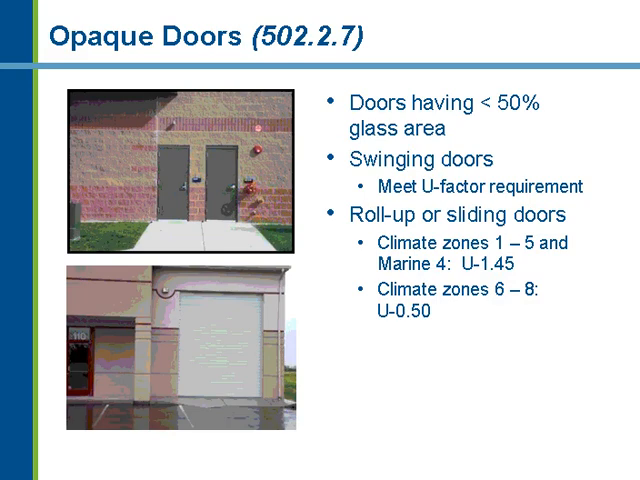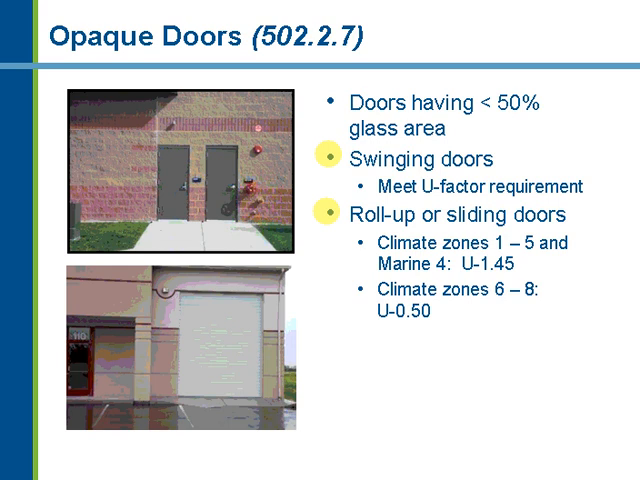Opaque doors. Opaque doors, prescriptively, there really were not a lot of requirements in the 2003 IECC other than thermal requirements, saying it had to have a U-factor, basically based on the U-factor of the glazing assembly within that building or for this particular climate zone. An opaque door is a door having less than 50% glass, and it includes two categories in the IECC, either a swinging door or a roll-up or sliding doors. In both cases, you have to meet the U-factor requirements.